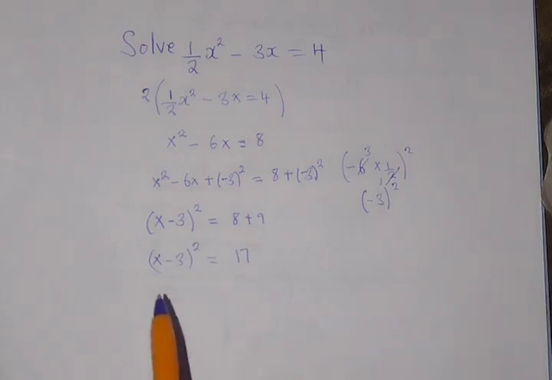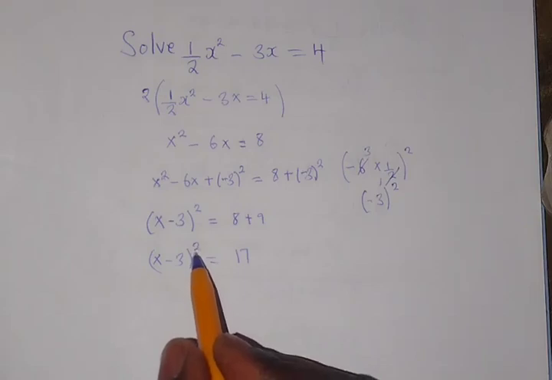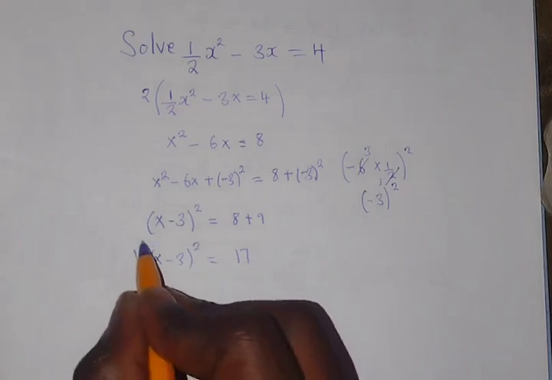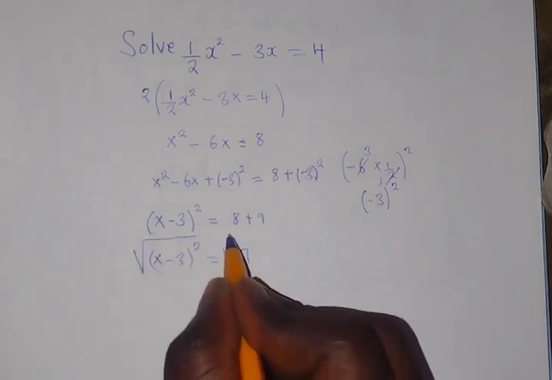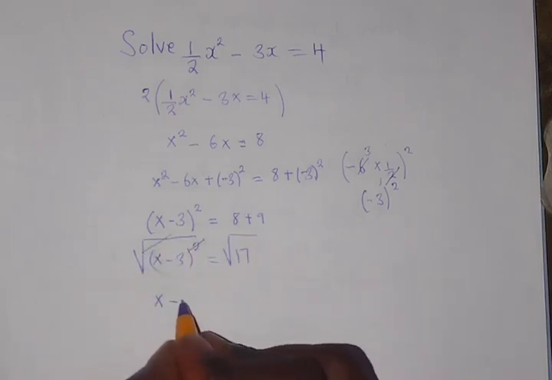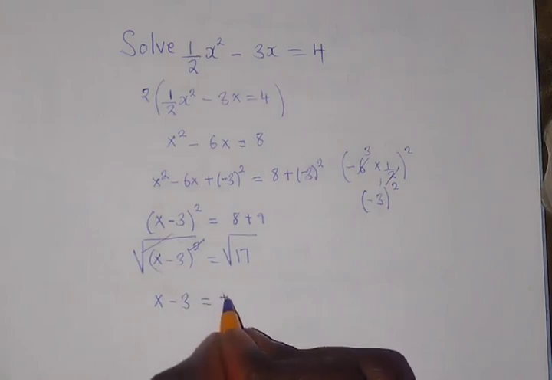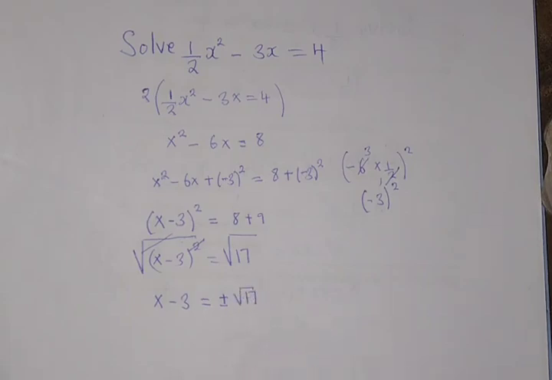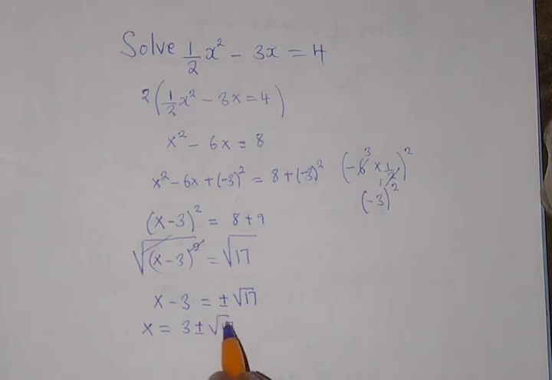From here, I want to find the value of x, and this one is squared. So we are going to introduce the square root to both sides of the equation. The square root and the square cancel. We are going to have x minus 3 is equal to plus or minus the square root of what? 17. So now from here we can transpose -3 to the right hand side so that we just remain with x. So we are going to have x is equal to 3 plus or minus the square root of 17.